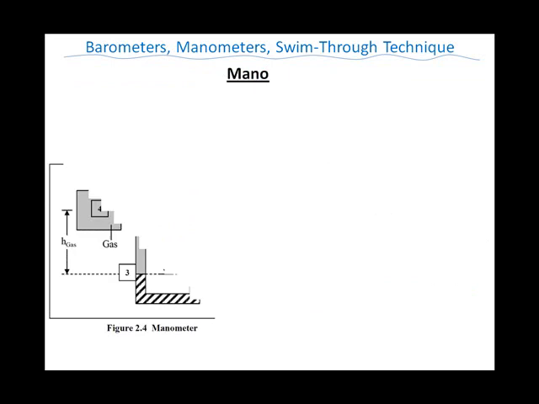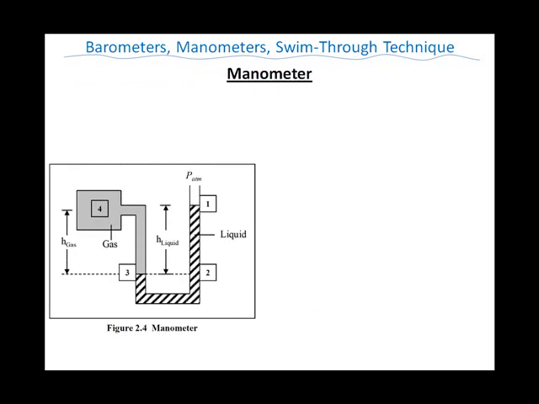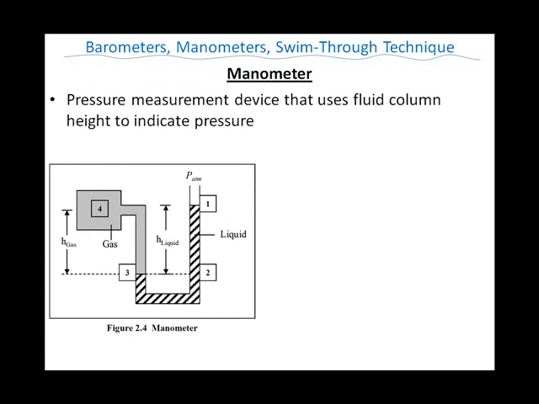Now, we can apply that same principle to what's called a manometer. A manometer is slightly more complex than a barometer and has a different purpose, but very much the same, and the solution is very similar. A manometer is used to measure pressure using fluid in a column and measuring that column height in order to do so. Again, the same assumptions are made: static and incompressible fluid.